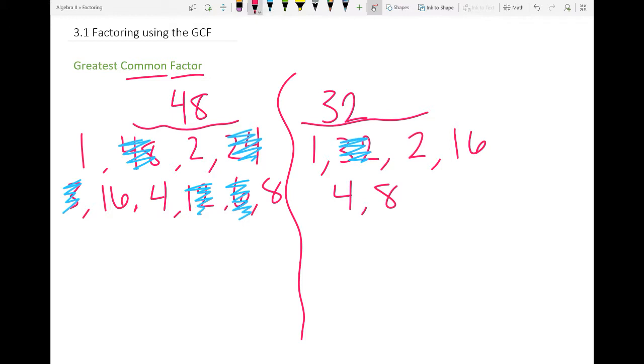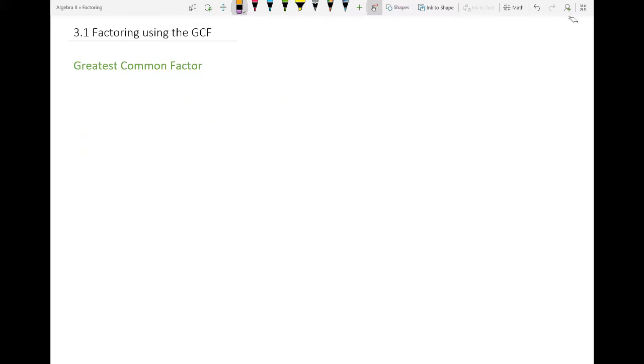Alright, so next I want the biggest one, the greatest common factor. If you check the list there, you'll see that 16 is the biggest number that is on both of those lists. So 16 is the GCF, or greatest common factor, between 48 and 32. Okay. Next, just to review quickly some properties of exponents when we are multiplying. This is something that you have to be able to do to factor out a greatest common factor.